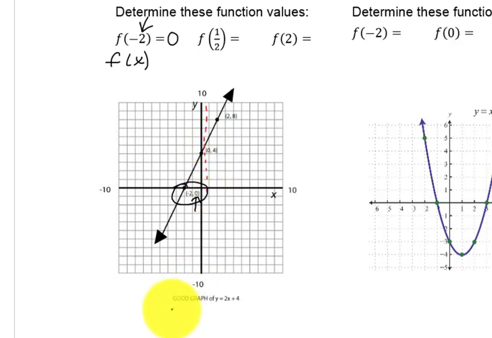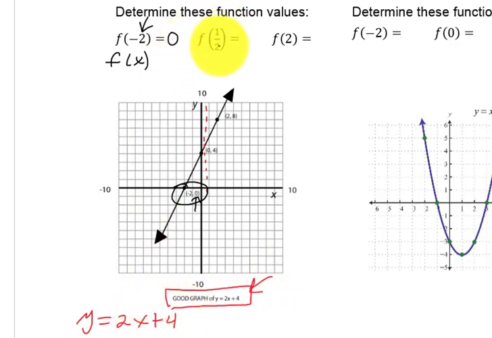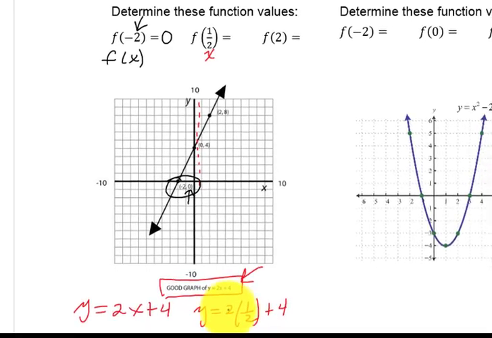So notice we do have the equation. We can do a substitution like we did on our last example. So let's write this a little bit larger. Y equals 2x plus 4. That's what's given to us. So if we're looking for f of 1/2, our x value is 1/2. So when we make the substitution, that means y equals 2 times 1/2 plus 4.